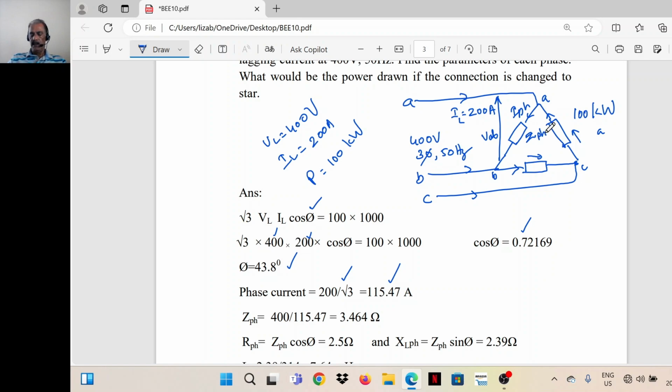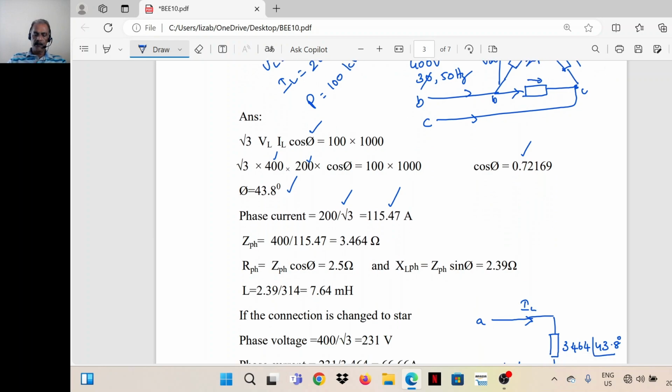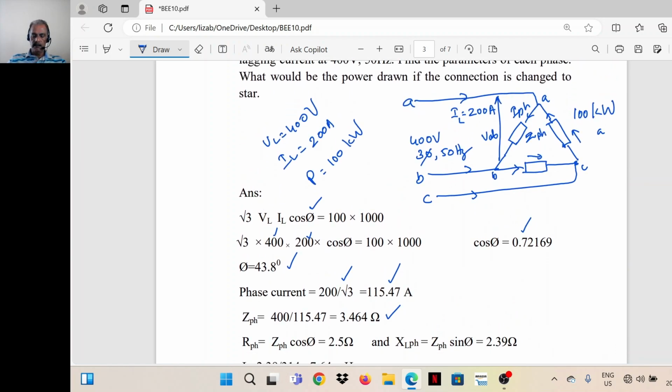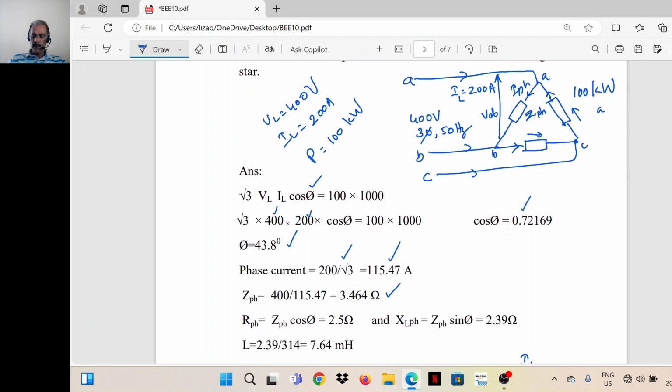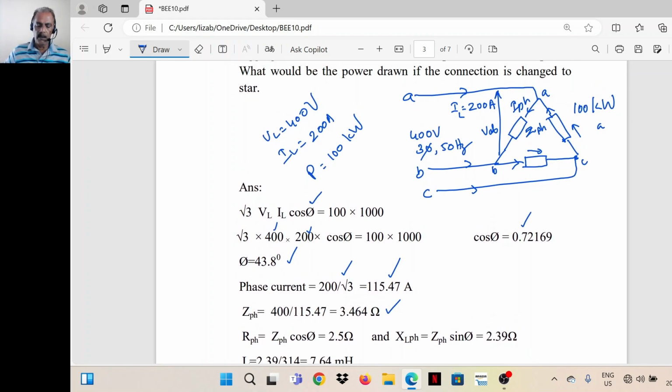We can find the magnitude of the impedance. It will be Z phase. So the impedance of any one phase is equal to voltage across it divided by current through it. Voltage is 400 volt, current is 115.47. Dividing, 400 divided by 115.47, we get 3.464 ohm. That is the impedance of one phase. Now, we know the power factor angle, and we have got the magnitude of the impedance.